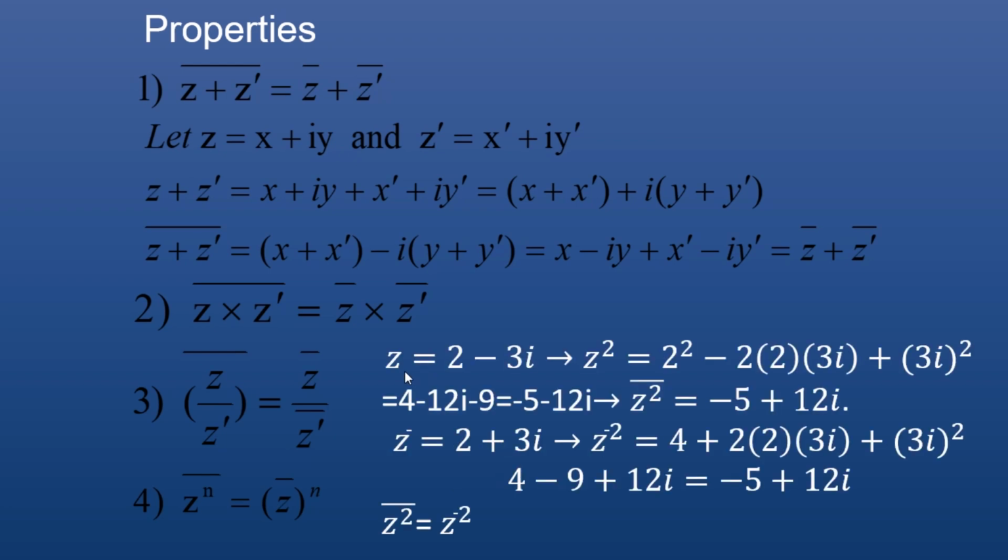For example, if z equals 2 minus 3i, z square, using a minus b square, equals minus 5 minus 12i. The conjugate of z square is minus 5 plus 12i. Now we make z bar. z bar is 2 plus 3i. z bar square equals how much? Minus 5 plus 12i. The same. Then the conjugate of z square is z bar square.